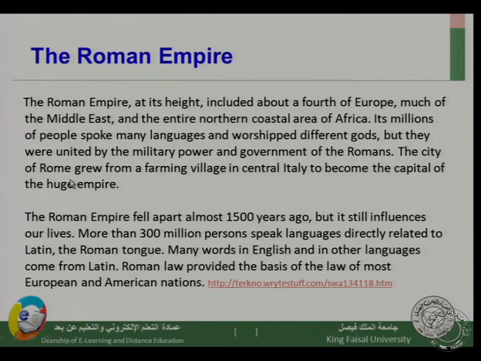The city of Rome grew from a farming village in central Italy to become the capital. So it became the capital of the huge empire.